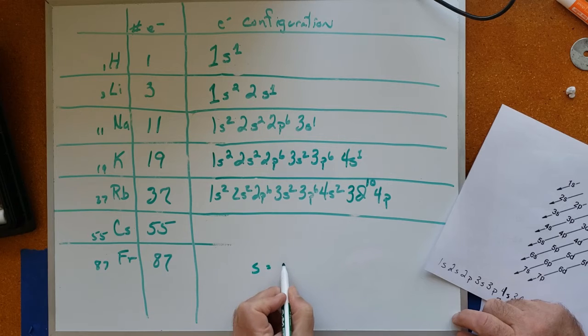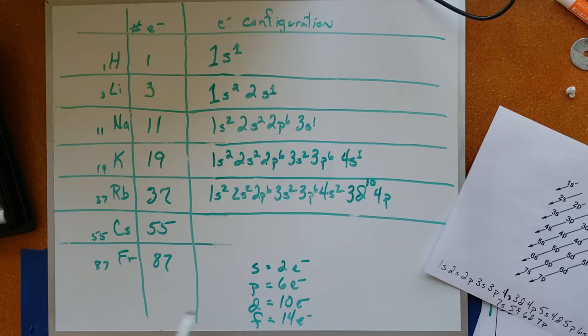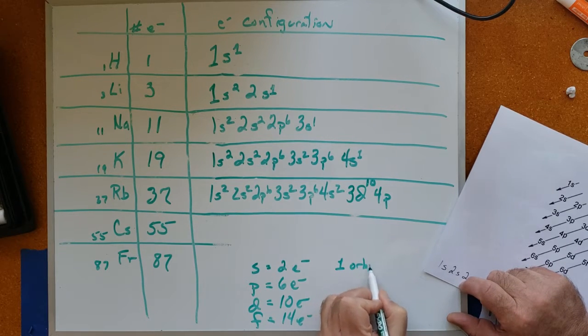S's could hold 2 electrons. P's could hold 6 electrons. D's could hold 10 electrons. And F's could hold 14 electrons. All right. Remember that these s orbitals come as singles.